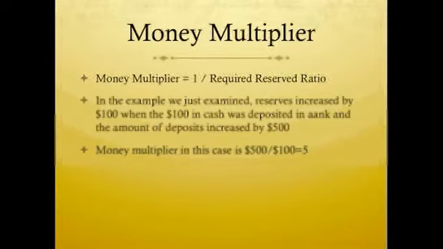The money multiplier is 1 per required reserve ratio. In the example we just examined, reserves increased by $100 when the $100 in cash was deposited in the bank and the amount of deposits increased by $500. The money multiplier in this case is 500 per 100, which is 5.